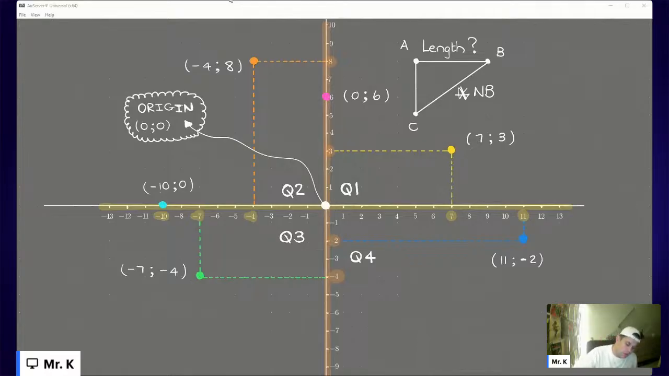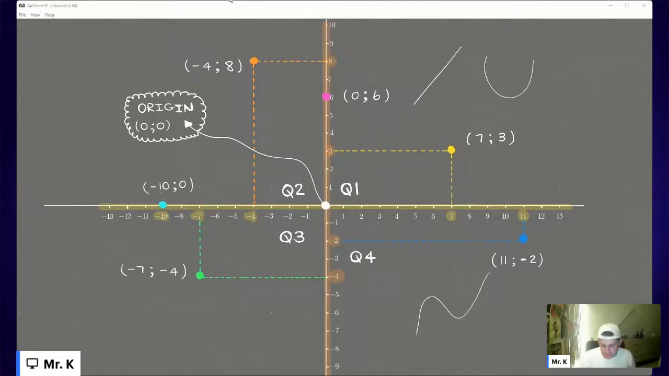For those of you that have ever walked into high school classes or seen your older brothers or sisters' work, or maybe just an older friend's, we start drawing all kinds of different graphs on these coordinate planes. And that's where things get really exciting.